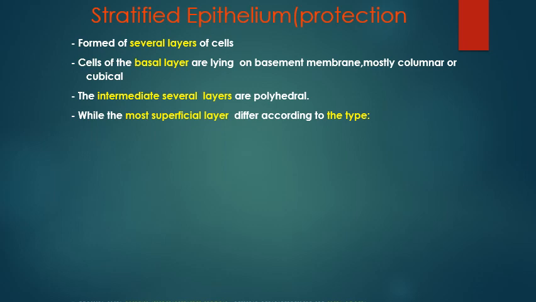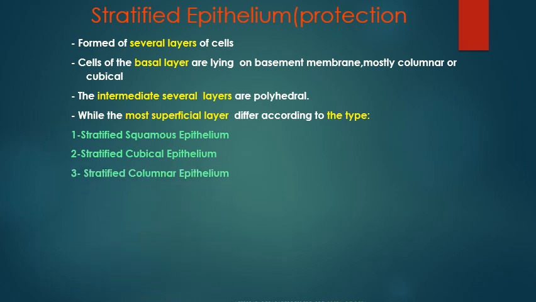If the most superficial is squamous, it is stratified squamous. If the most superficial is cubical, it is stratified cubical. If the most superficial is columnar, it is stratified columnar. Another type is known as the transitional epithelium, in which the surface cells are cuboidal.